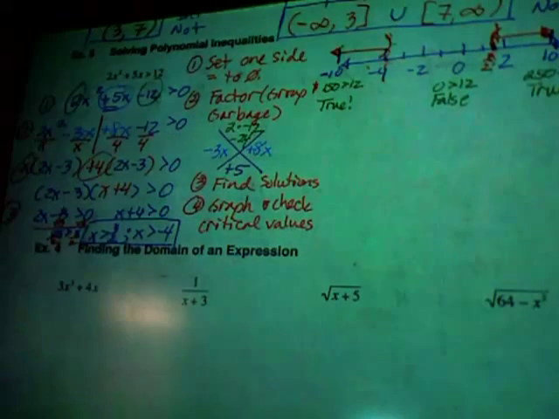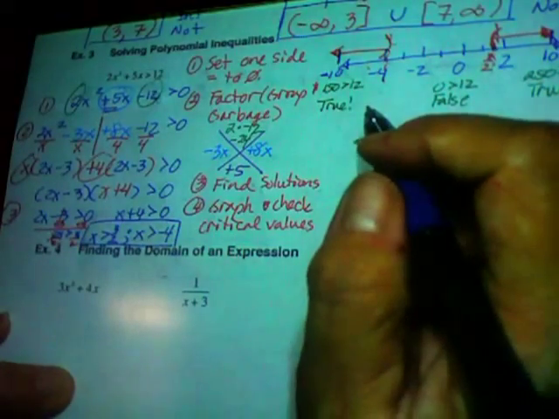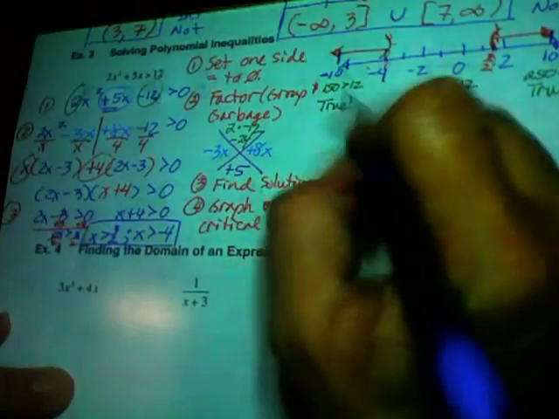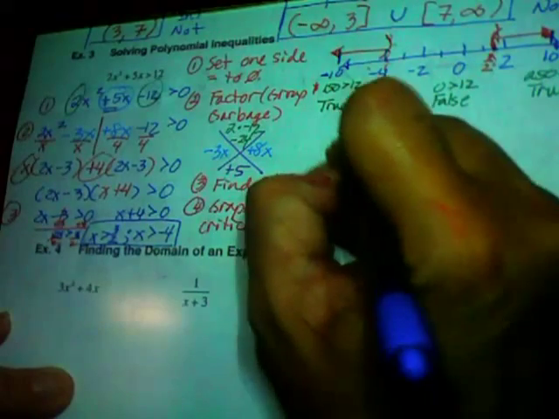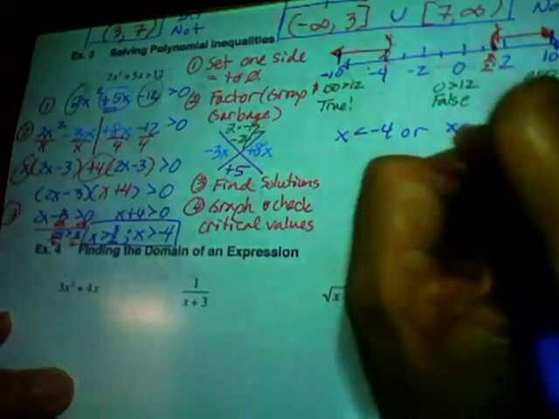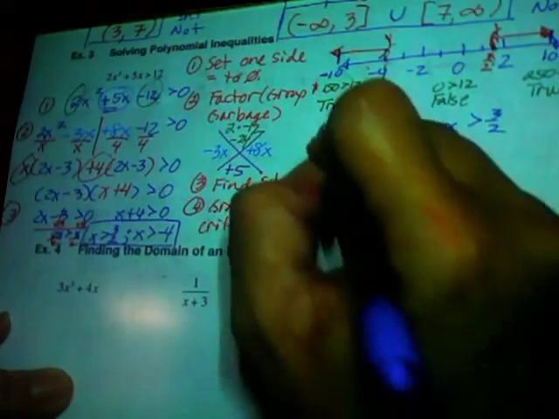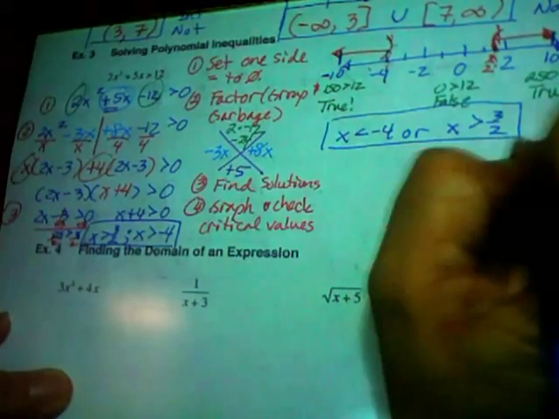So that's really an or statement, isn't it? So technically this is my solution in inequality form. So I have to have x is less than -4 or x is greater than 3/2. So that's my true solution.